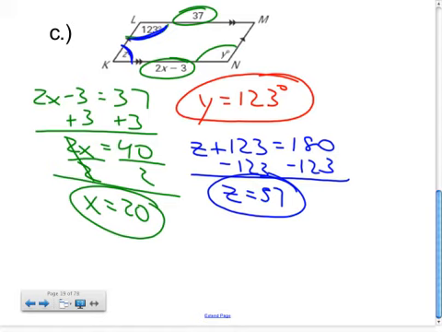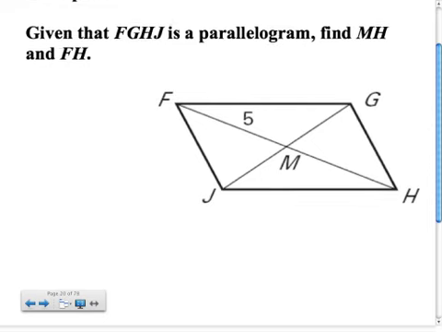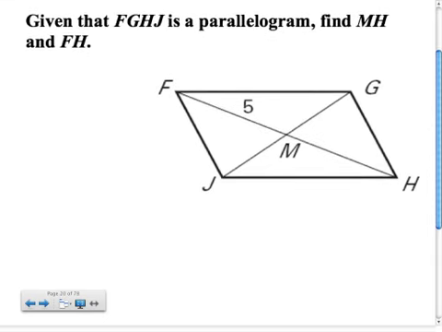All right, moving right along here. Now this is the only property that we haven't used yet in solving a problem. It says, given that this shape is a parallelogram, find the measure of MH and find the measure of FH. Well, again, these are diagonals, therefore they bisect each other. If this piece is 5, this piece has to be 5. So MH is just 5.